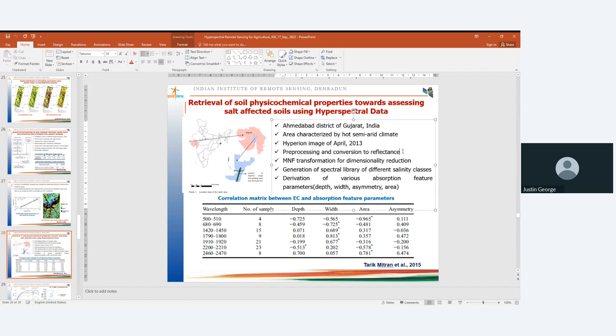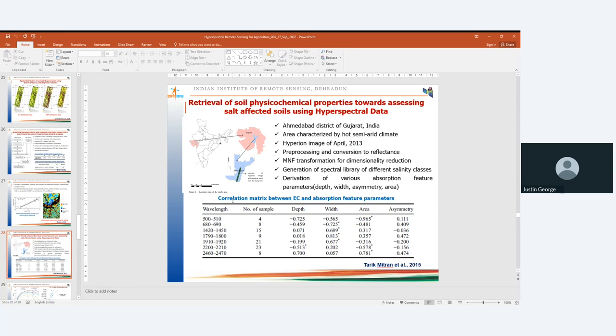All the pre-processing was done. They were converted into reflectance data. The MNF transformation was done for dimensionality reduction. The spectral library for the different salinity classes was also generated, along with the derivation of various absorption feature parameters. Absorption feature parameters are mainly the depth, the width, the asymmetry, the area, and the location of the middle wavelength. All these things were estimated.